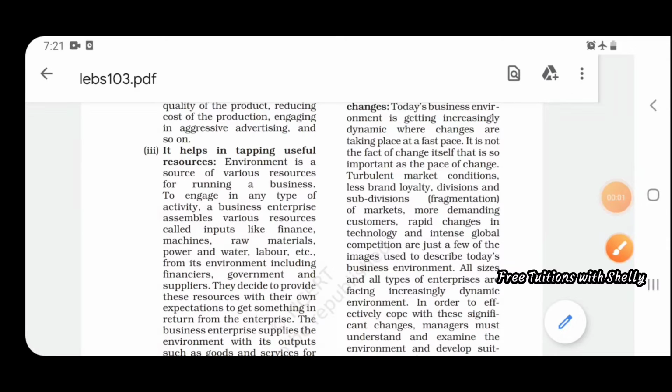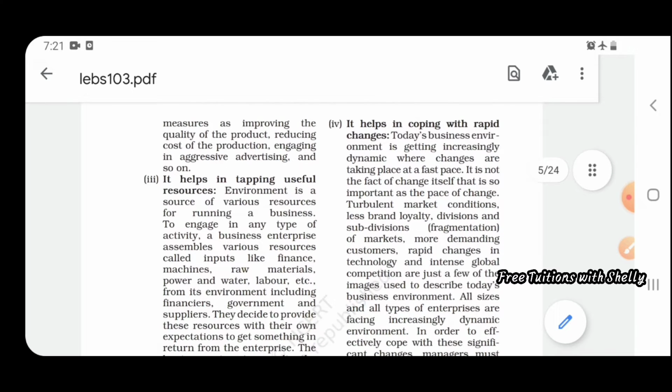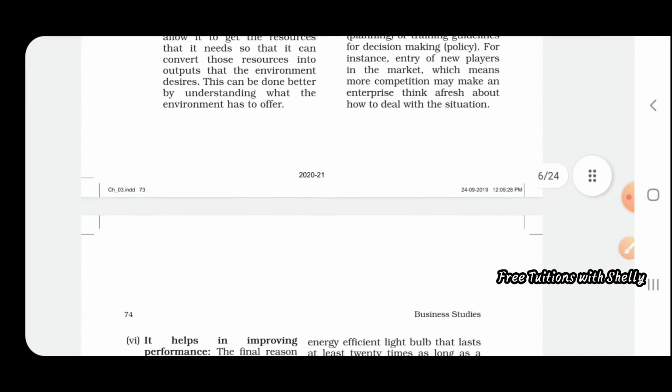Sources can be like finance, machines, raw materials, power, water, labor. So these are the resources available in our environment, and through study of the environment we can make use of these resources. Next, it helps in coping with rapid changes. Today's business environment is getting increasingly dynamic, where changes are taking place very fast. So knowledge about the business environment helps you to cope with these rapid changes.